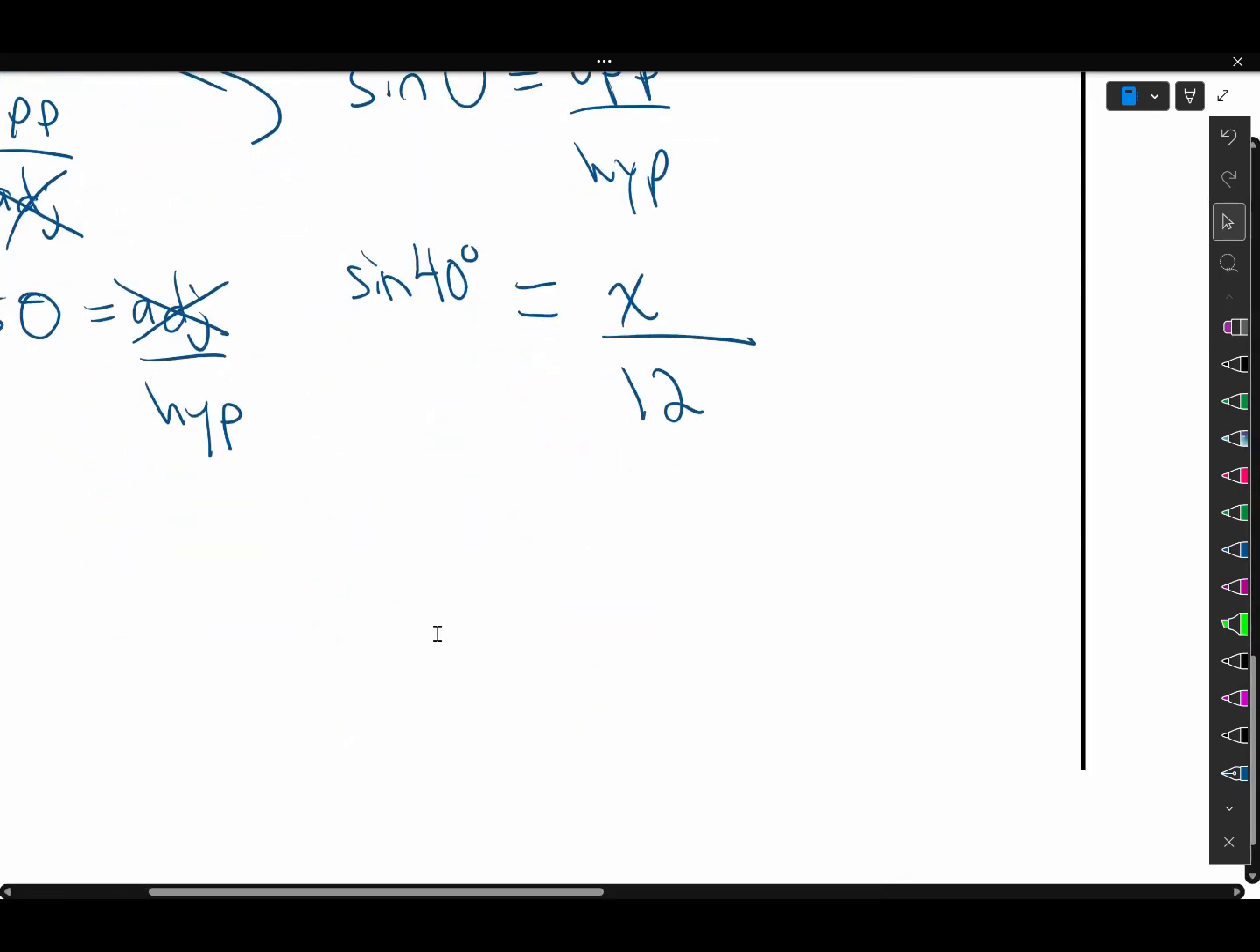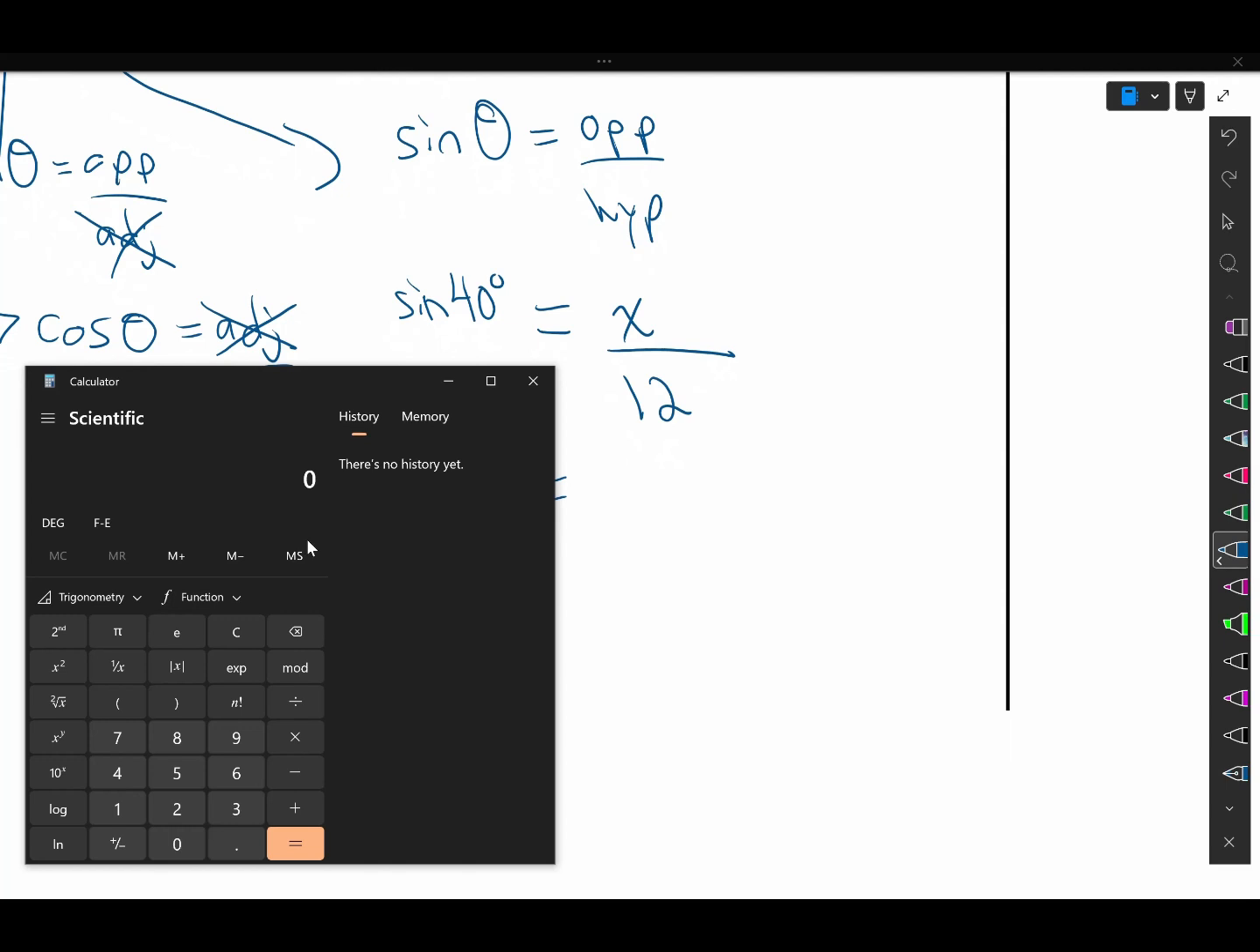All right, so the sine of 40 degrees equals x over 12. Well, the sine of 40 degrees, nice and easy here. We just put that into our calculator. Now, depending on the way your calculator works, you might be typing 40 degrees in first and then hitting your sine button. My sine button shows up right here.